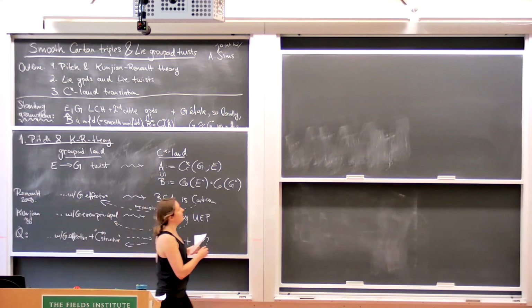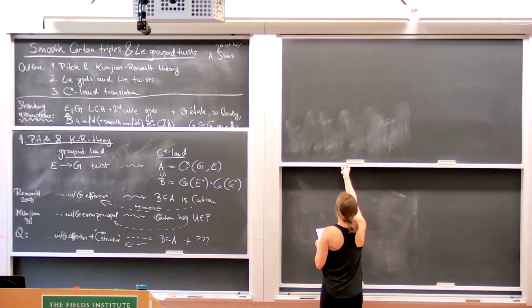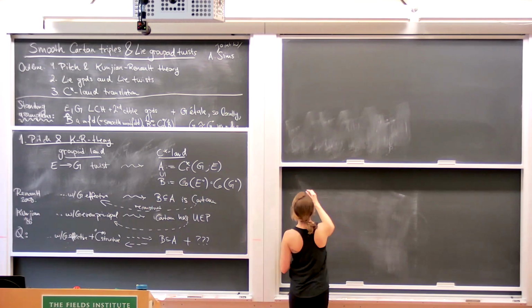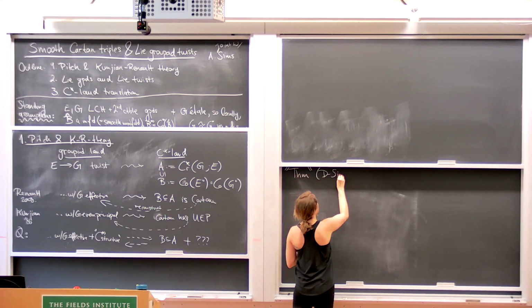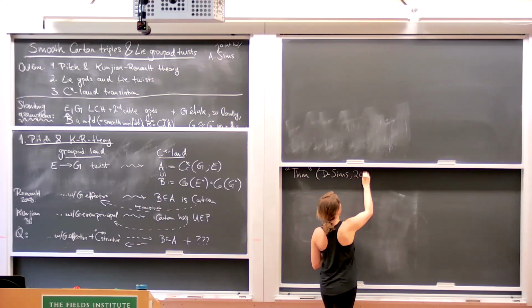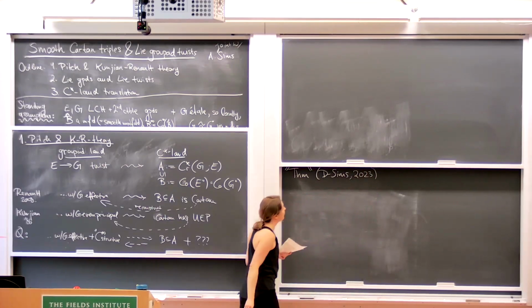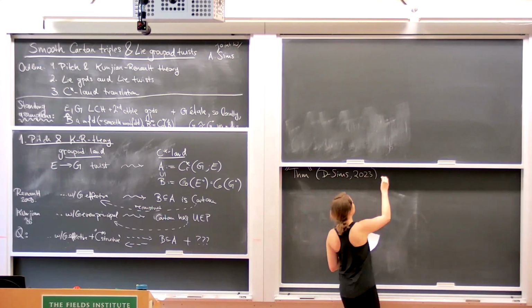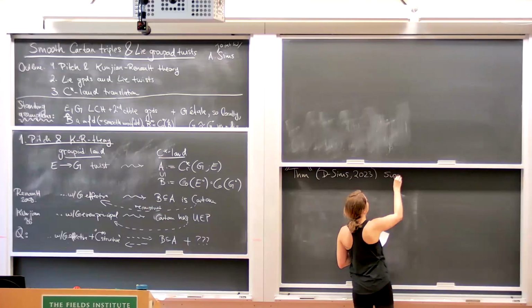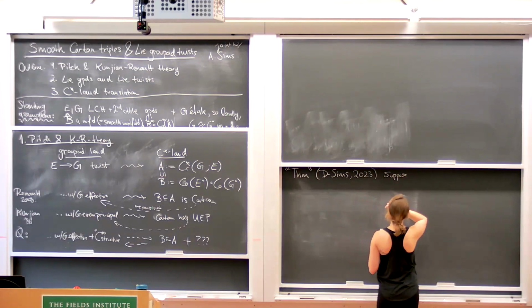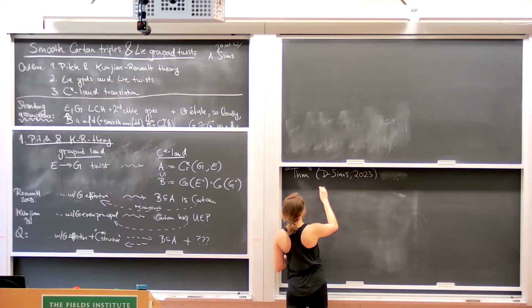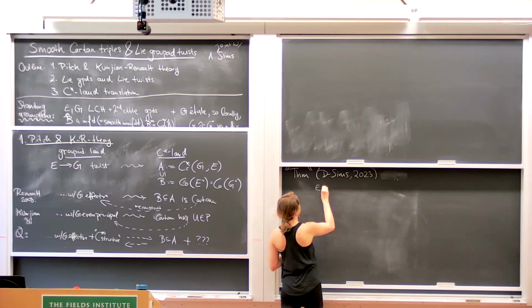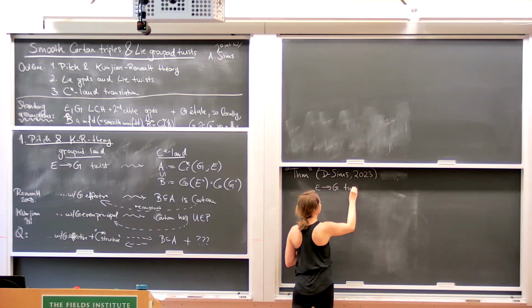Cool. Okay. So even though George doesn't seem to be here, I'll start with a theorem, in quotation marks at least. So this is our theorem, but I should maybe say the bare bones of it because I'm not going to define anything. So there is a one-to-one correspondence, which is E, G, twist.